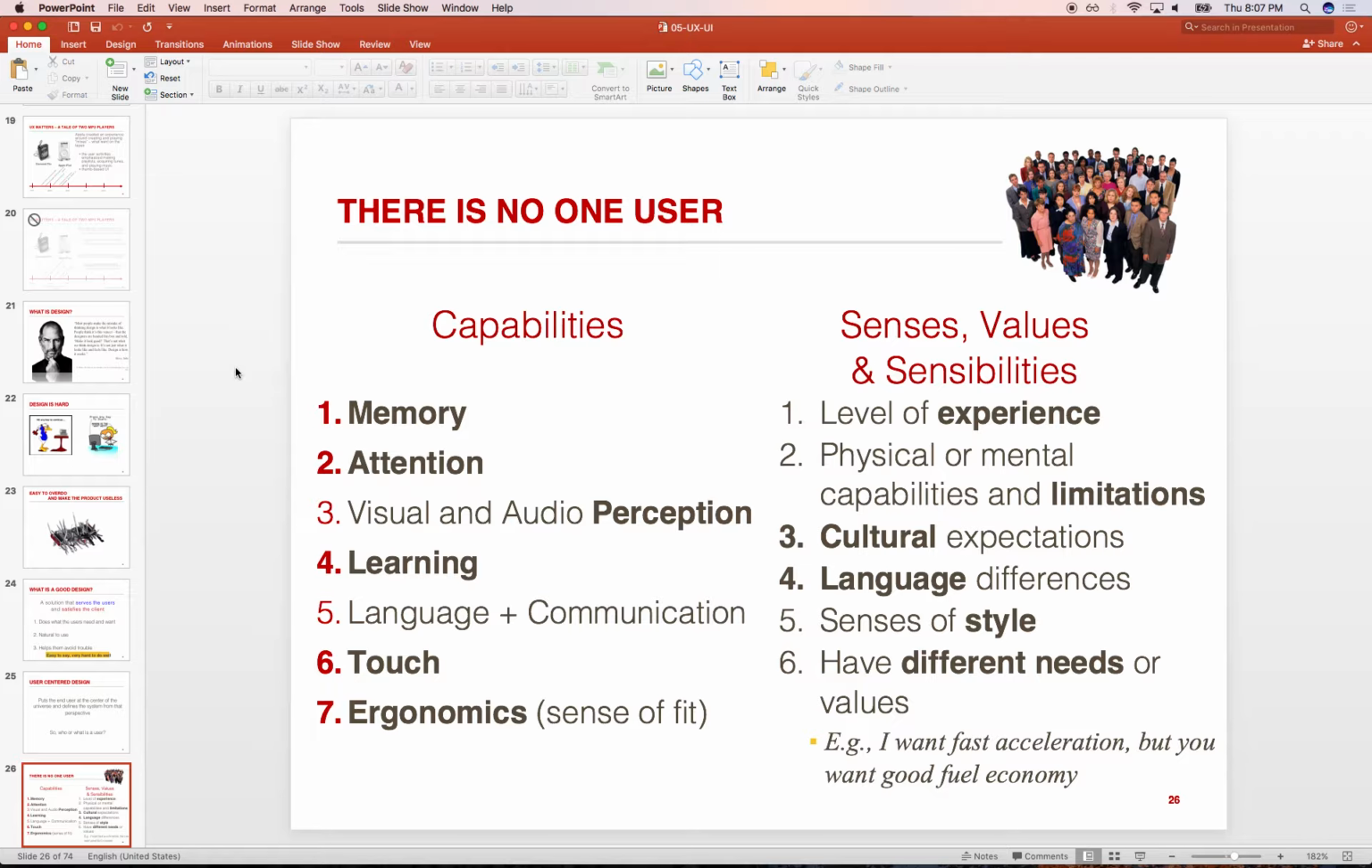So one of the challenges here is that every user is different, right? There's no way that we could possibly design something that is optimized for everybody, right? We have to make compromises, right?